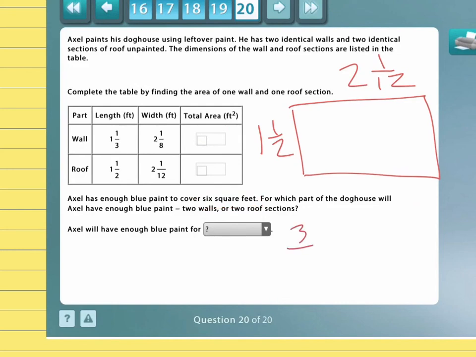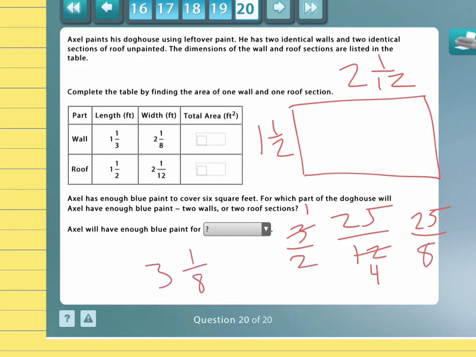So 1 1/2 is 3 halves. 2 1/12 is 25/12. I can simplify this diagonal here, dividing both by a common factor of 3, 1 and 4, so I end up with 25/8, and 25/8 will simplify into 3 1/8, and I know if I double that, I'm going to end up with 6 2/8, and that's bigger than the 6 square feet of paint I have, so I will not be able to paint the roofs. I'm going to have to paint the walls with my 6 square feet of paint.